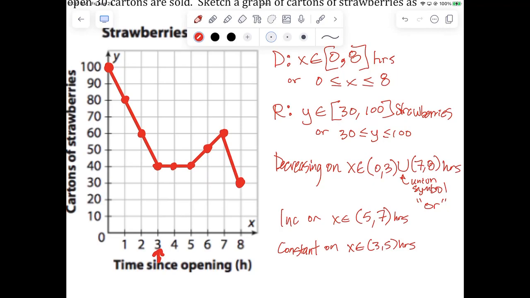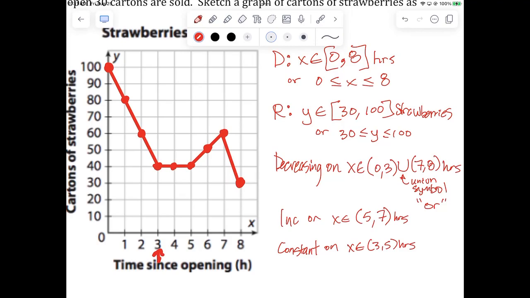Do we have a local maximum? A local maximum is going to be where the graph changes from increasing to decreasing. So even though we start at 100 here, this is the absolute maximum. It's the most we ever had. It's not a local maximum because I don't know what's happening on this side. A local maximum always has to happen on a through streak. So there it is. Increasing to decreasing, we have a local maximum of 60 at 7. And that's how we write that.